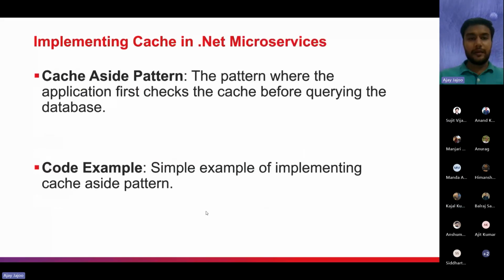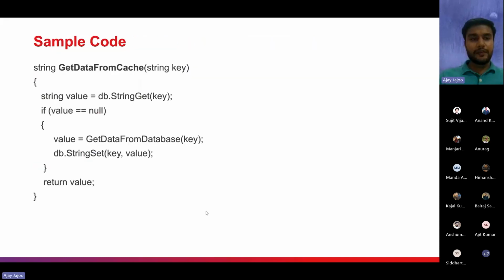Implementing cache in .NET microservices: the cache-aside pattern, where the application first checks the cache before querying the database. This is sample code itself.